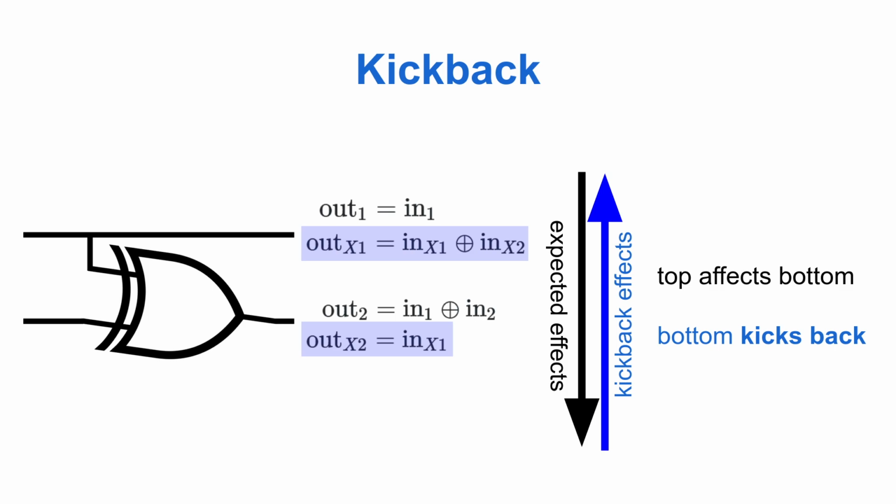That makes it sound a bit like the expected effects and kickback effects are fighting each other, but actually they're two sides of the same coin. It's just the case that in quantum mechanics, when you set up a situation where one thing affects another, that is equivalent to setting up a situation where the effects go in the other direction.